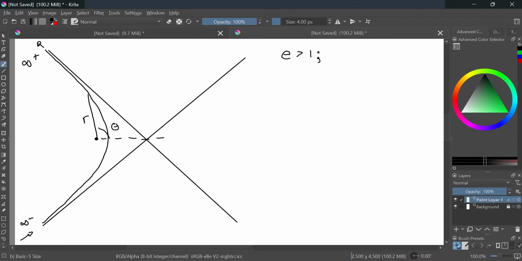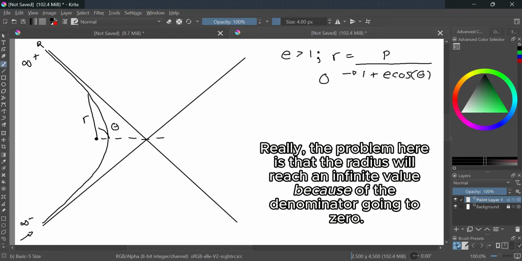So again, if we were to look at our orbit equation, we see that there is a problem, because at some point this denominator goes to 0. And that kind of causes a few problems, mathematically speaking. We don't like zeros in denominators. But there's a way around this.